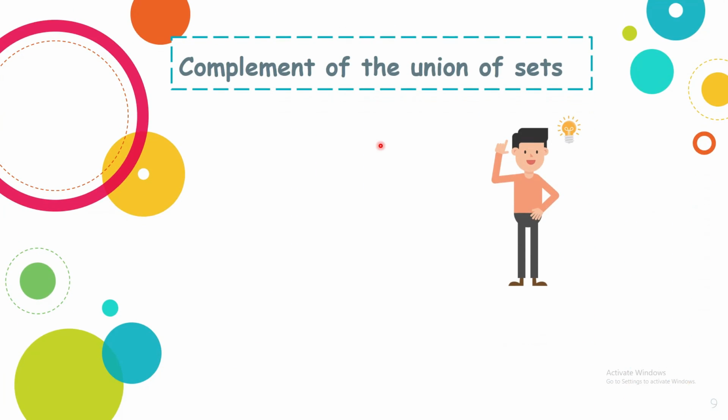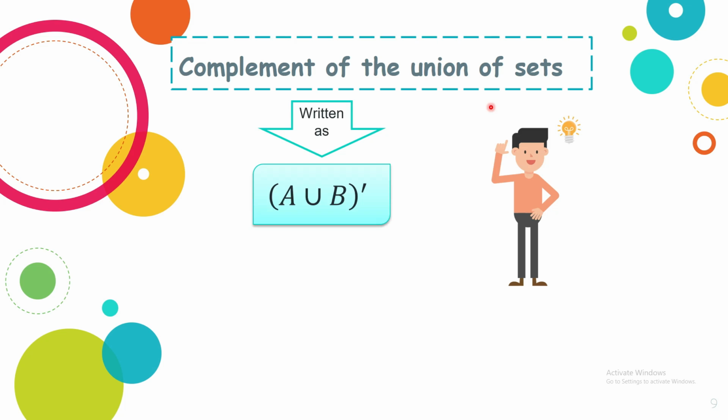And then for the complement of the union of sets, just now we already learned about the union of sets. Now we jump into the complement of the union of sets. What is meant by the complement of the union of sets? It can be written in this kind of set notation, which is (A union B)', the complement of the union of set A and set B.